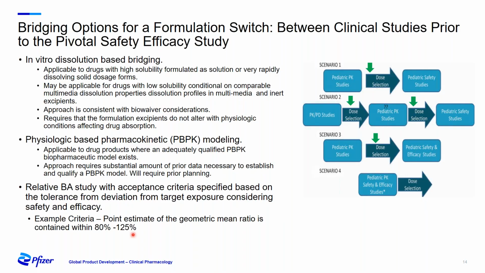And the relative bioavailability study, with acceptance criteria specified based on the tolerance that we can have from deviating from the target exposure, considering the safety and efficacy. So an example criteria is a point estimate of the geometric mean ratio contained within 80 to 125%. And if the new formulation that you are planning to introduce meets that criteria, that's acceptable to be used in the subsequent study. So this is again another option that we have that we can use for bridging.